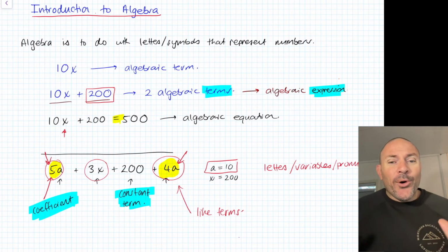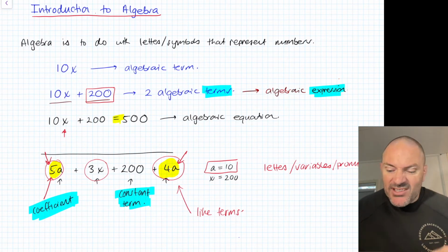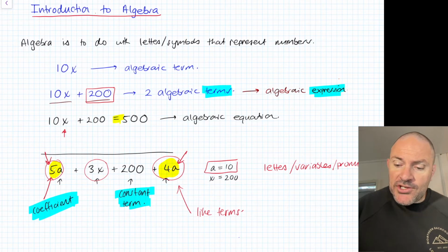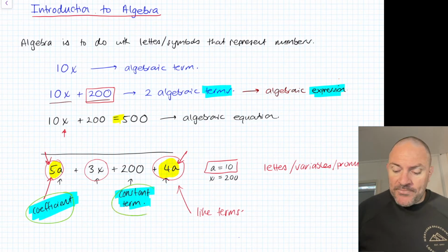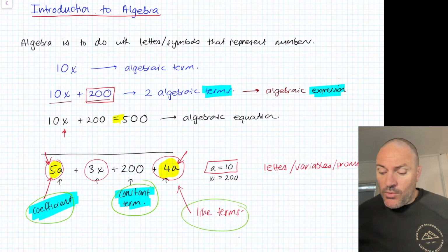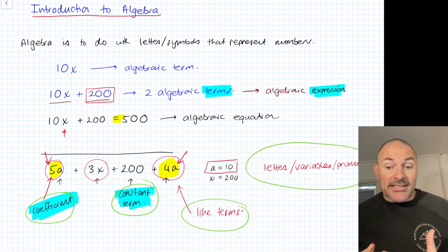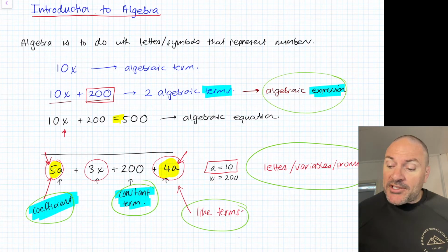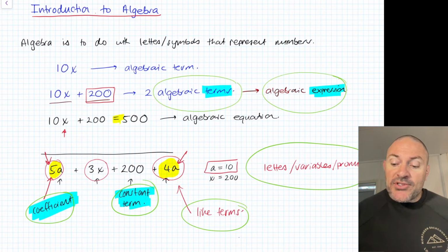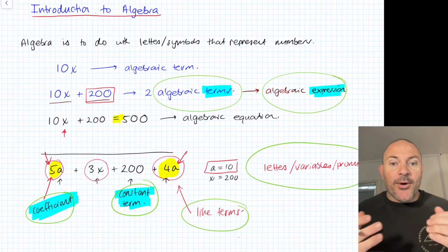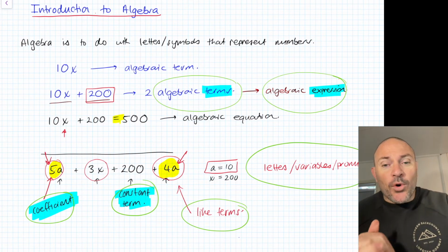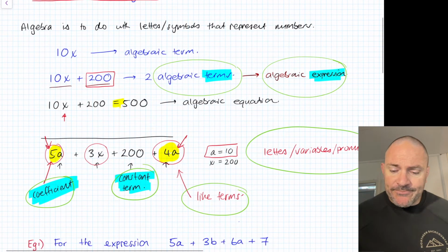Now, again, real basic introduction. However, there's a lot there to remember. You need to remember the word coefficient, what a constant term is, what like terms are, that letters and variables and pronumerals are the same thing, what an algebraic expression is, and what an algebraic term is. Lots of stuff going on, okay? But we're going to be spending quite a lot of time on this over the next few weeks.